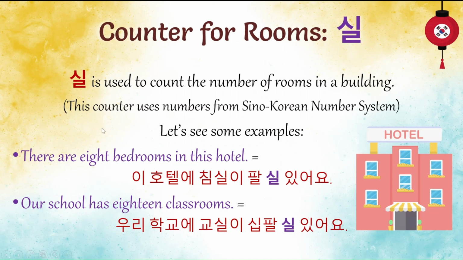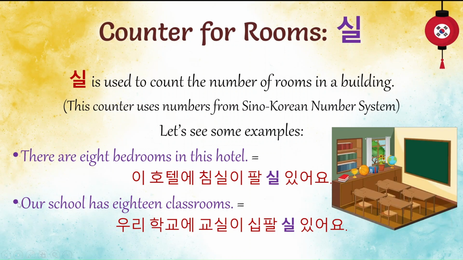Okay? Now, if you remember the format for using counter in a sentence, then we all know that the noun that you are counting comes first, then comes the number, and then comes the counter word. So here we have to say 8 bedrooms. 침실이 8실. Okay? This is how it works. All right. Now let's look at the next example.